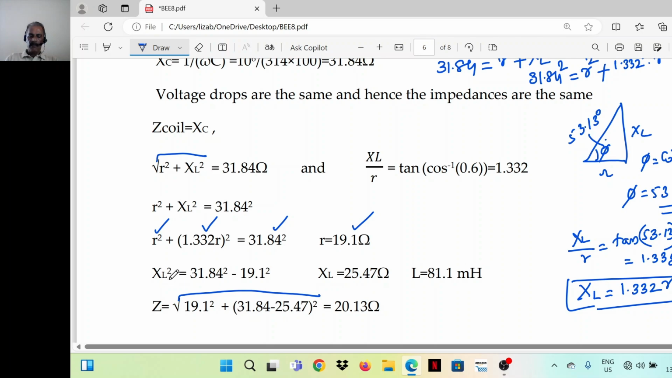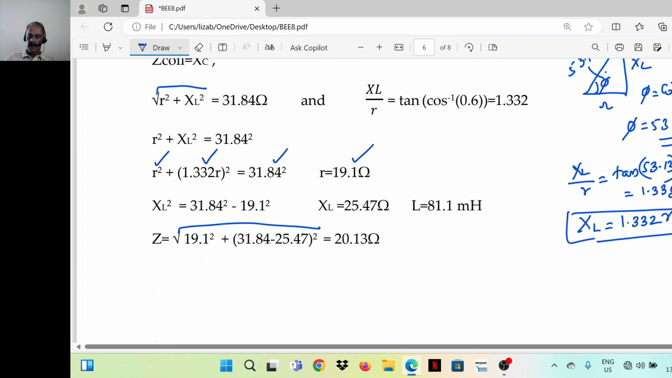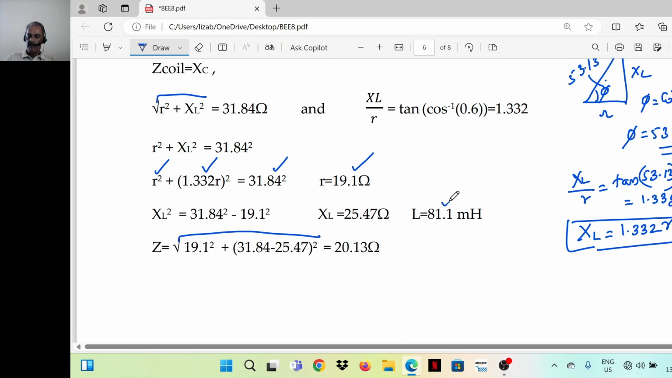And XL we can find out: Z square minus XL square is Z square minus R square. So XL is 25.47. L is 25.47 divided by 2 pi. The frequency is given, 50 Hertz. So XL divided by 2 pi f will give you the value of inductance, that is 81.1 millihenry.